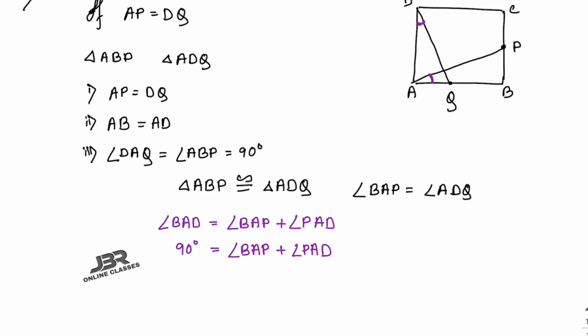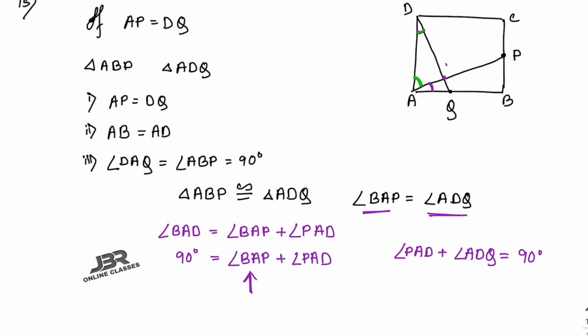So the addition of these two angles equals what? Equal to 90 degrees. And you can also write angle PAD plus angle ADQ equal to 90 degrees, because ADQ is equal to BAP. So in the place of BAP you can write ADQ. Now PAD means this angle, and ADQ means this one. The addition of these two angles equals 90 degrees.